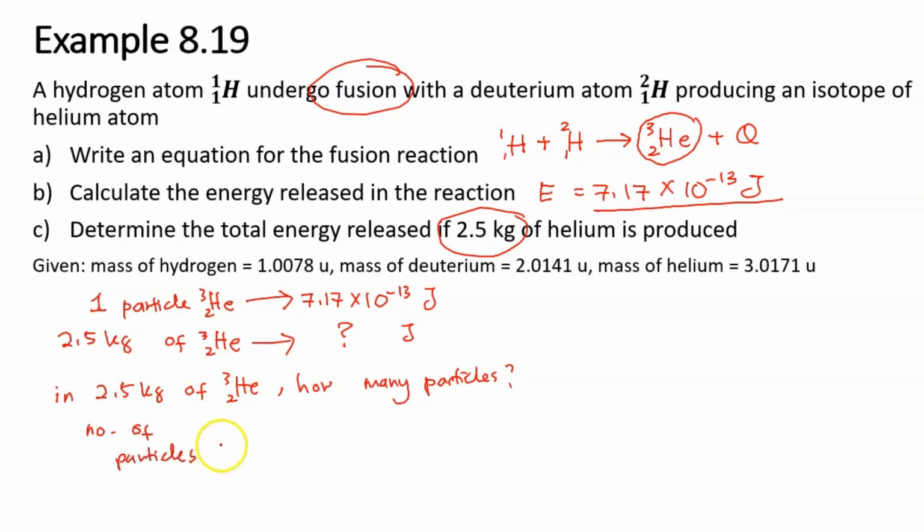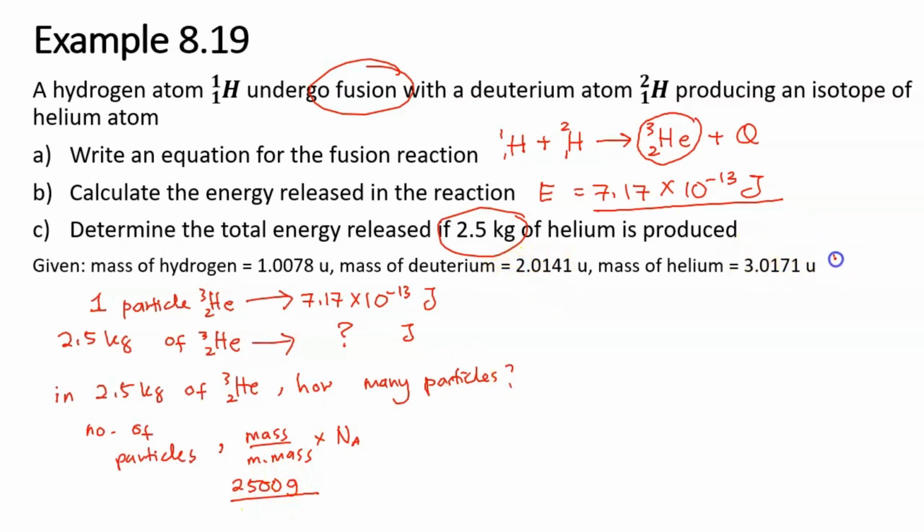in 2.5 kilogram, we can use mass divided by molar mass times Avogadro number. So the mass is 2.5 kilogram, but we need to use gram, because the molar mass is also in gram. So mass is 2.5, that means 2,500 gram, divided by molar mass, which is the same as the mass given in U.